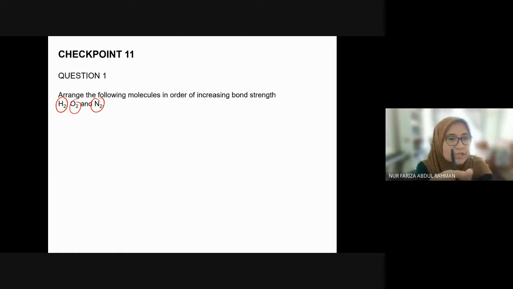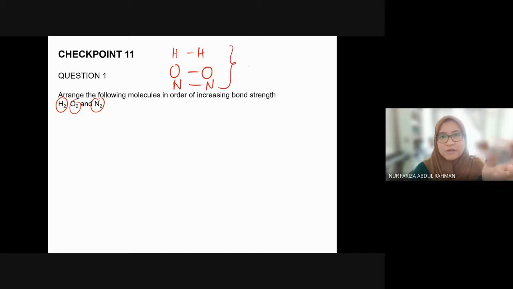Dia ni semuanya single ke? H2 ni single bond, oxygen single bond, nitrogen single bond. Kalau dia semuanya single bond, then only you can discuss in terms of across the period, down the group tadi. In terms of length, the bond length just now. Oh semuanya single rupanya macam tu. Then in this case you have to mention in terms of bond length, because bond length will affect the bond strength.